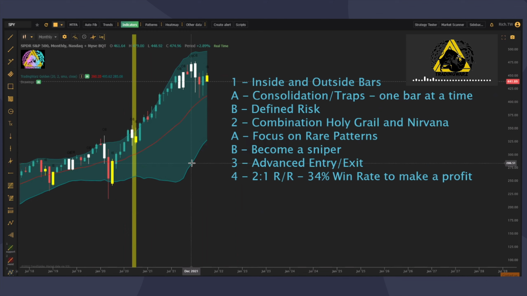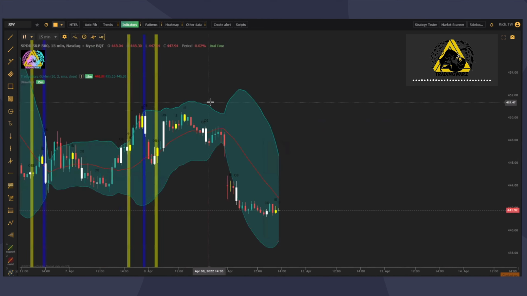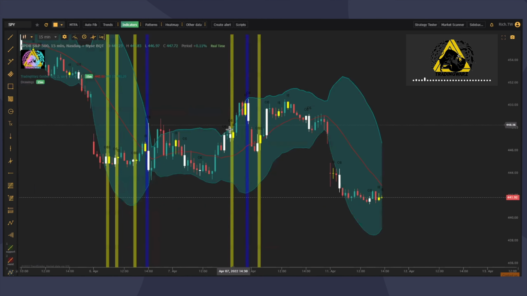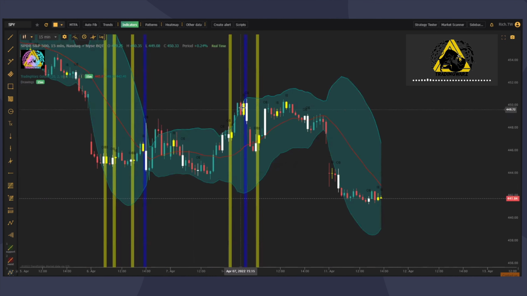What I love doing with SPY with the Holy Grails is actually trading the 15-minute chart. And this is something that I trade a lot with my members in my room as well, is just these Holy Grail patterns on the 15. So anytime we have these yellow highlights, that's your Holy Grail. And you can see that we do get good movements off of these. Sometimes we have chop, like this was the FOMC back on April 6th. But when we get clean moves out of this, you can make a great risk to reward.